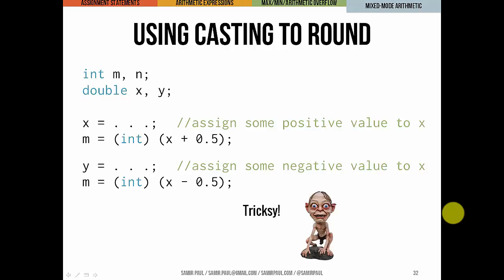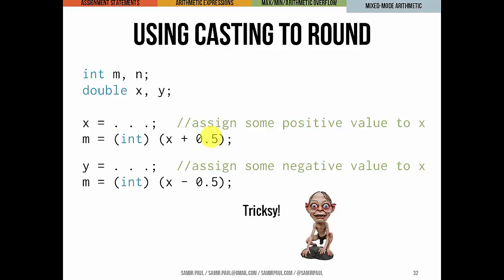One sort of tricky use of casting is rounding numbers. So think about what happens with two test cases of this first statement. Suppose we assign some positive number. Let's say we assign 13.3 at first to x. Well, 13.3 plus 0.5 is going to give us 13.8. If we cast 13.8 to an int, well, that 0.8 just gets dropped off, and we end up with 13. So we took that 13.3 and we rounded it down appropriately to 13.